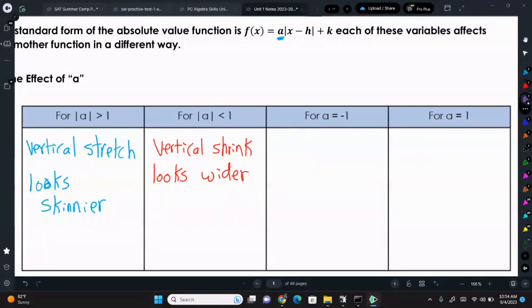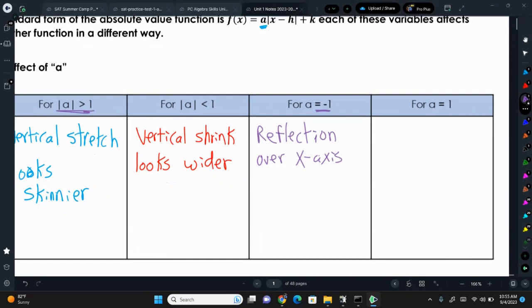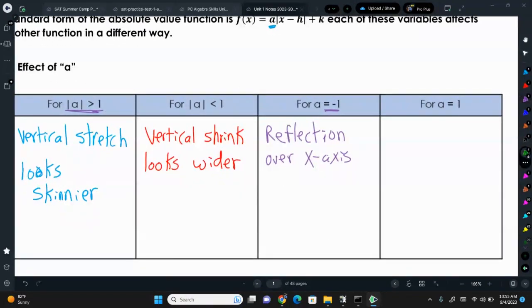If a is negative 1, it is a reflection over the x-axis. And we could combine that. We could have the a value be negative 2, which would be a vertical stretch because 2 is bigger than 1, and a reflection because a is negative. And if a is just regular 1, there is no shrink or stretch or reflection.